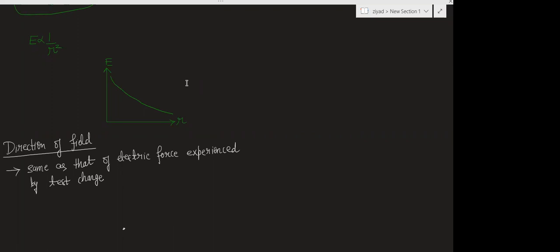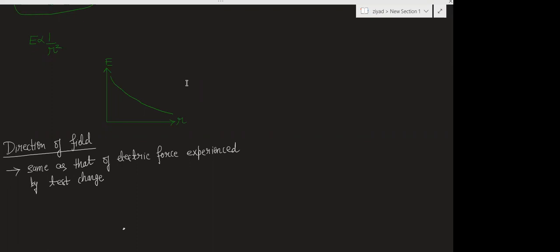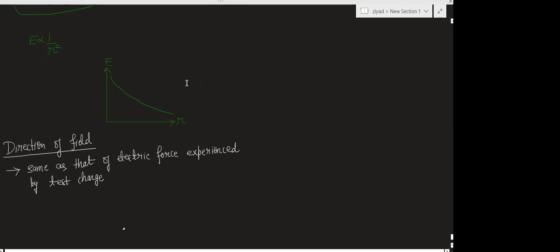And Ziyad, in the next class, revise your notes, okay? When you come to the next class, please revise your notes. Okay, Ziyad. So now you can leave, okay? That's all.